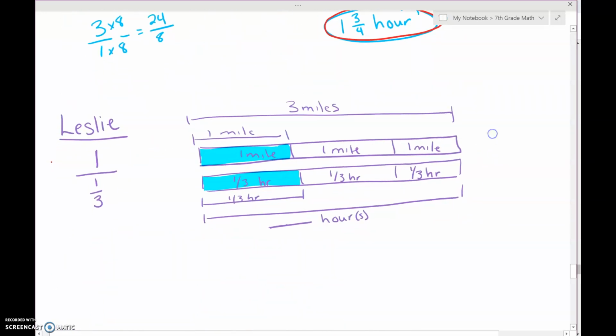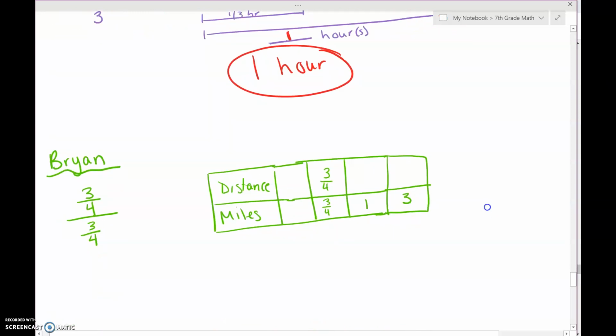All right. So Leslie, let's look at the double bar graph for Leslie. All right, so her rate is 1 mile to every third of an hour. Well, we know the race is 3 miles, so 1, 2, 3. That's my whole picture here. So we have 1/3 plus 1/3 is 2/3 plus another third is 3/3, or it should take Leslie 1 hour to complete the race. I can see that in a bar graph. I can use a ratio table.